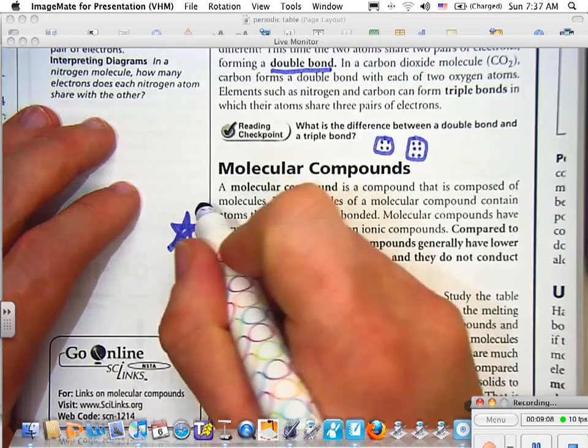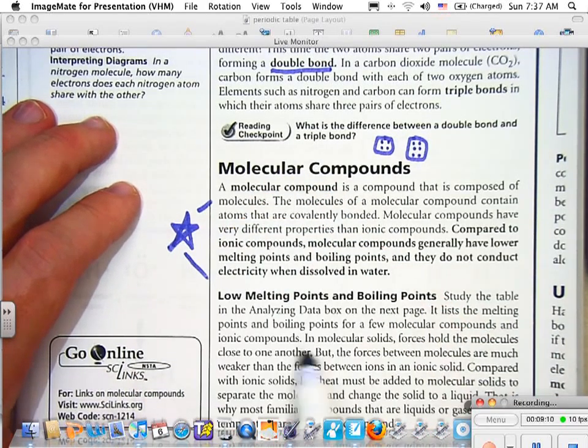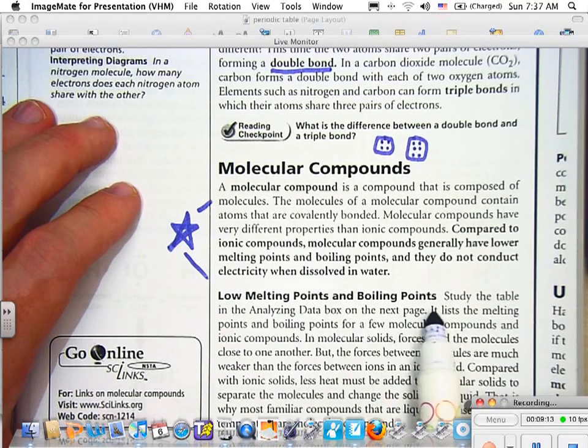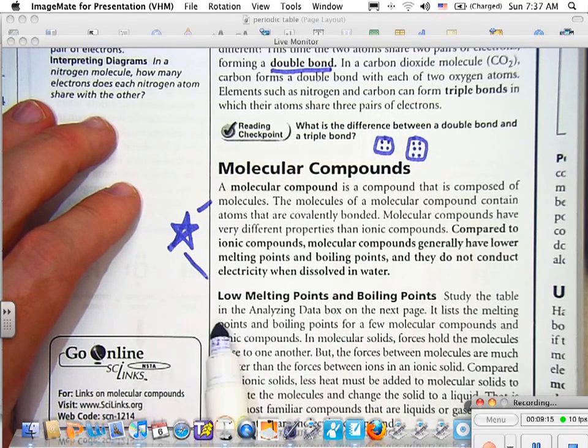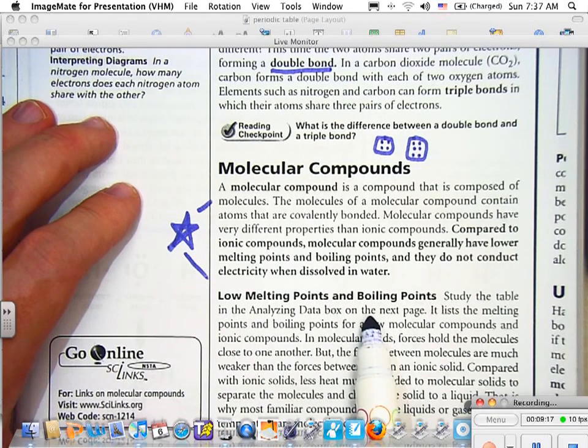Can you say quiz question? I can. Nice. Low melting points and boiling points. Study the table in the Analyzing Data box on the next page. It lists the melting points and boiling points for a few molecular compounds and ionic compounds.